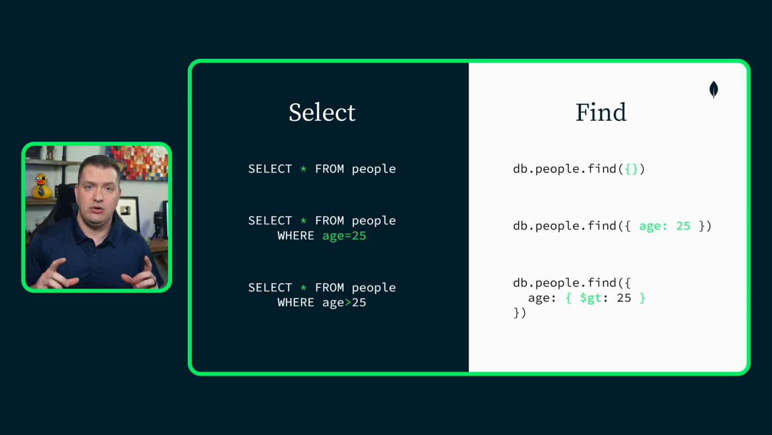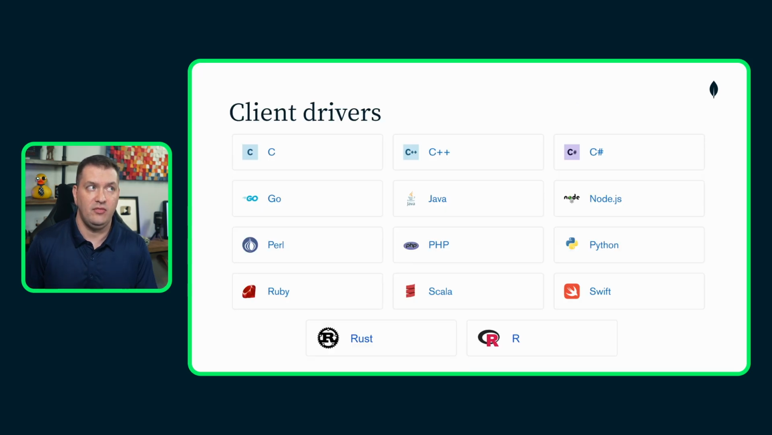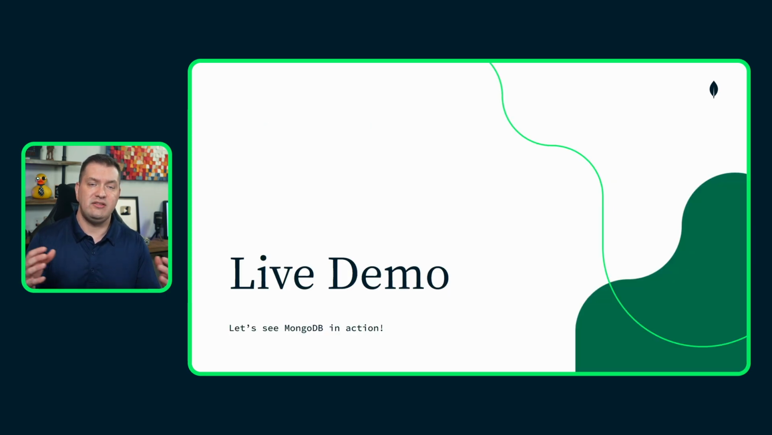And so you can see here, the MongoDB query API is structured as objects, and it looks very much like JavaScript. So it's very easy to read. Now, we have many different client drivers. We have drivers for all of the C's, Go, Java, Node.js, Perl, PHP, Python, Ruby, Scala, Swift, Rust, and R. So it's more than likely that you're going to find a client driver for whatever language your application is using. So that's it for the slides.